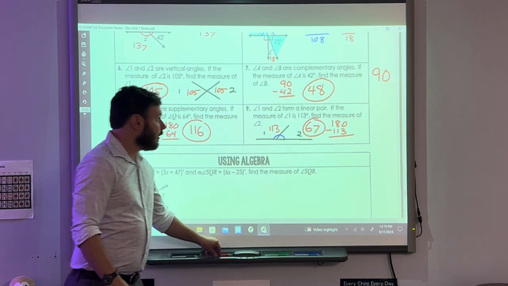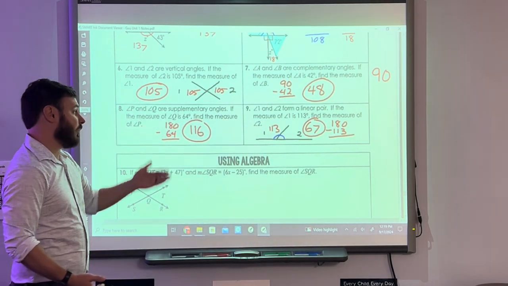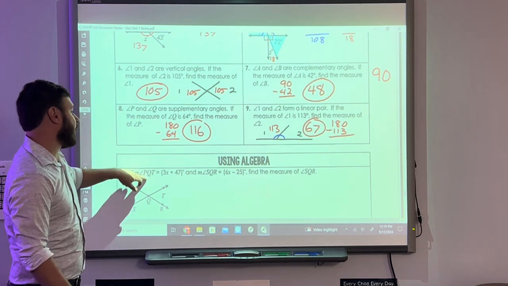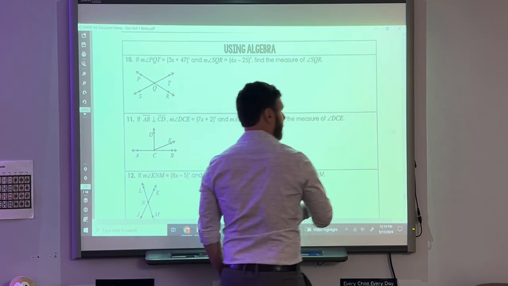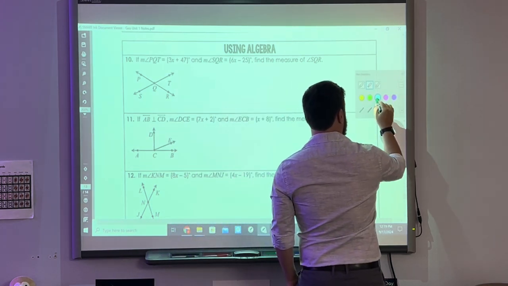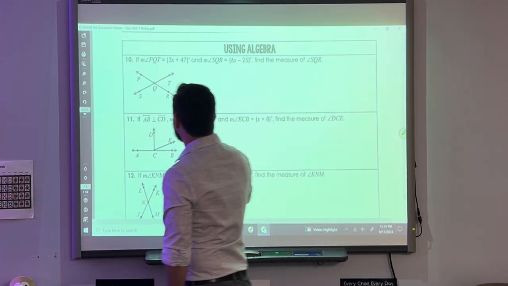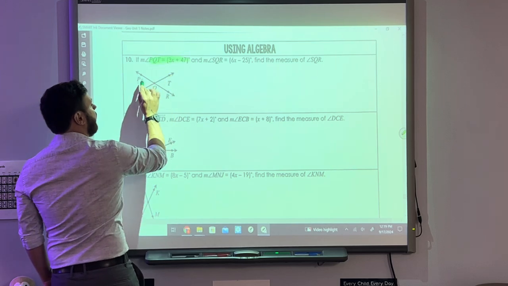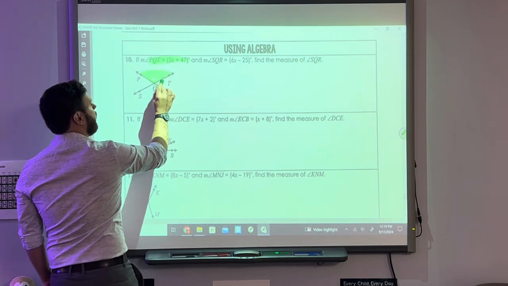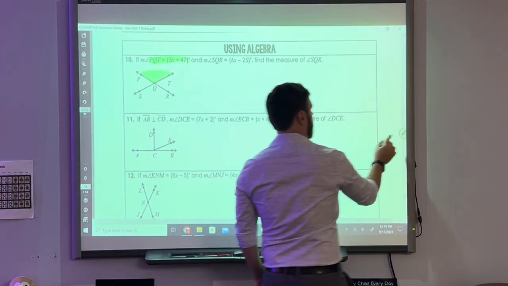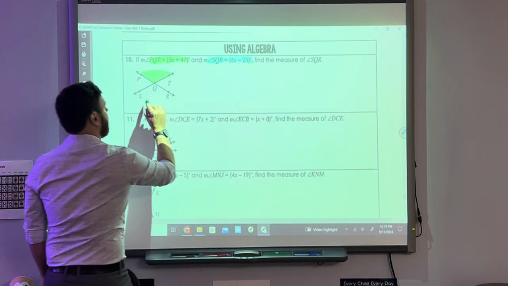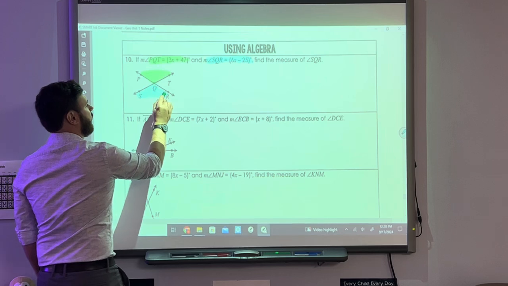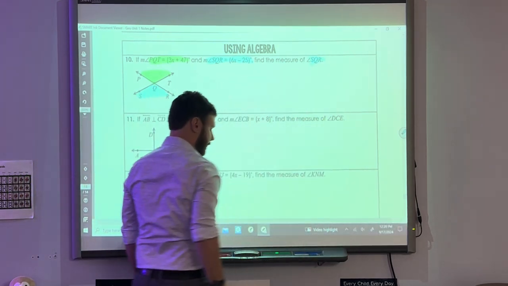All right. Now, those are easy. Those are with the definitions. I wish they all were that easy. Now we have some algebra. If PQT, that's this part here, is that. And SQR is this down here. What's the measure of SQR?